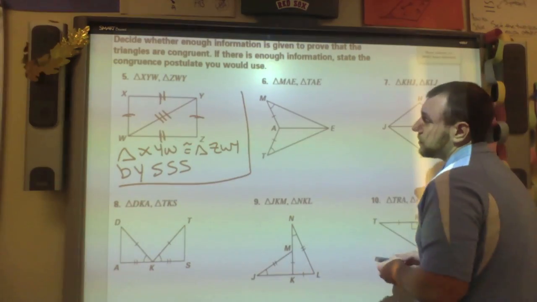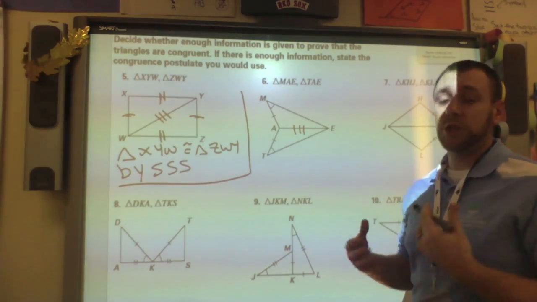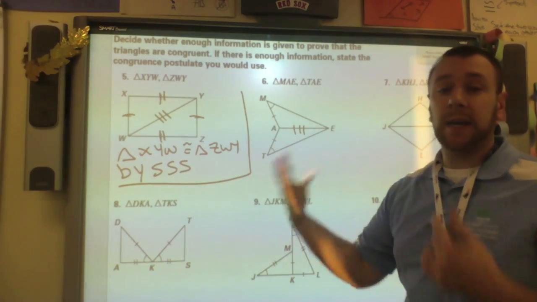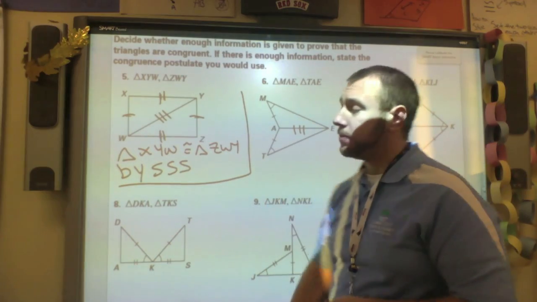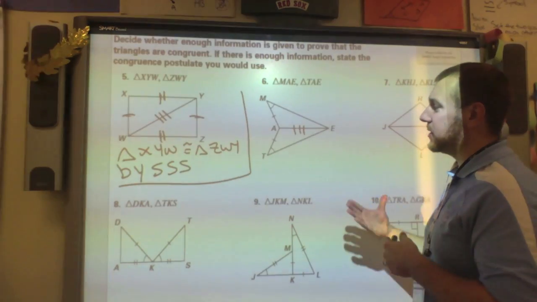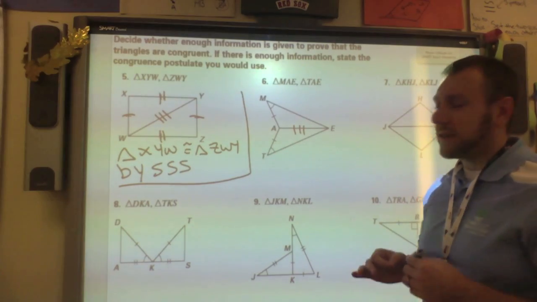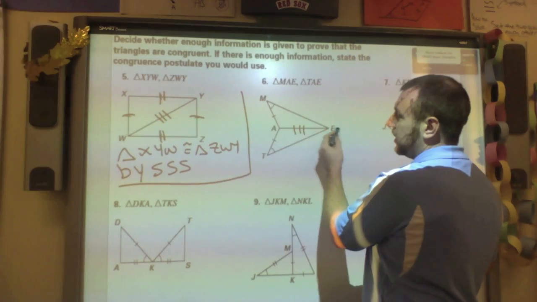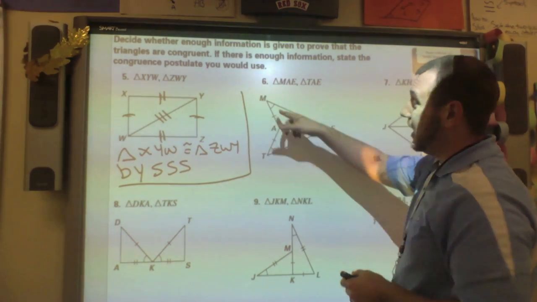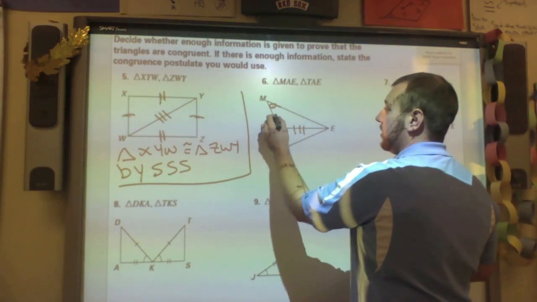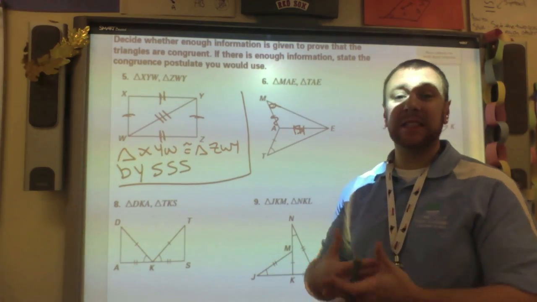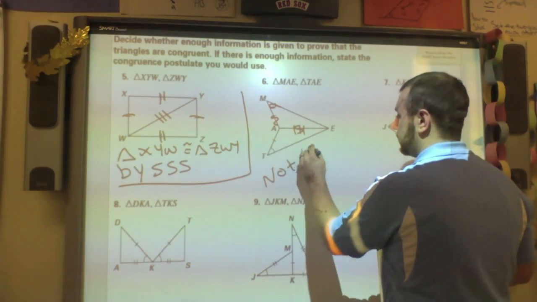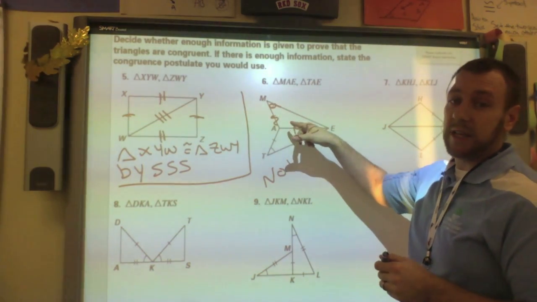For 6, I again mark this AE because it's shared. But now I look at it. Okay, I don't have that third side marked and I can't assume anything. So side's out. Well, now I'm looking for side angle side. Well, to be side angle side, I would need this angle in between here, that MAE or EAT, that angle right in there. I know this angle out here, and it's not in the correct order. It's not between. So these triangles are not congruent, because that angle isn't between the two sides that are marked congruent.